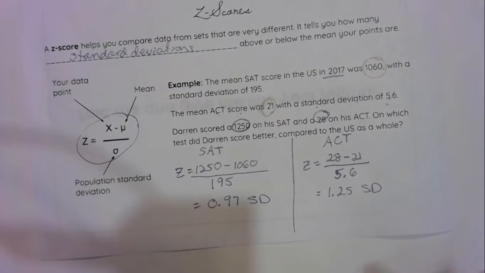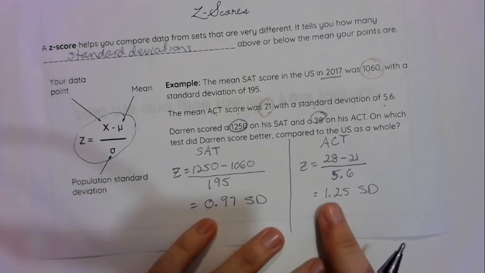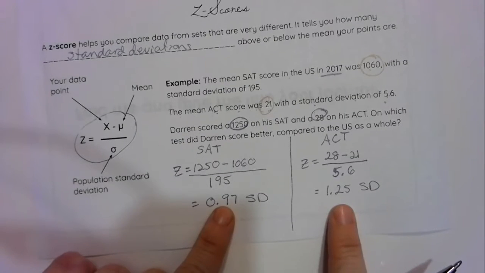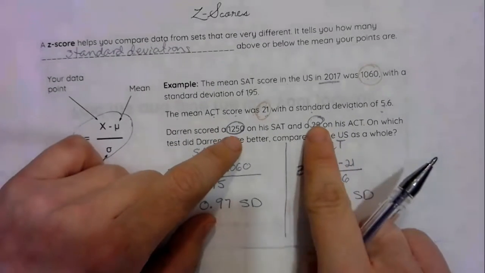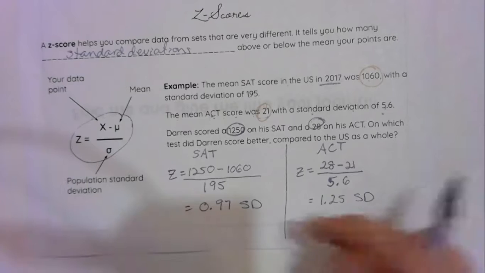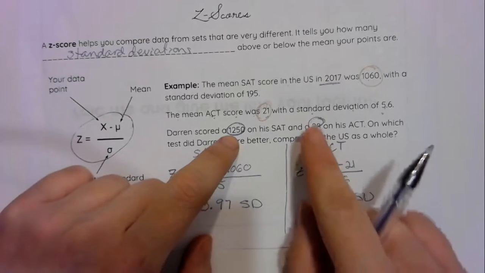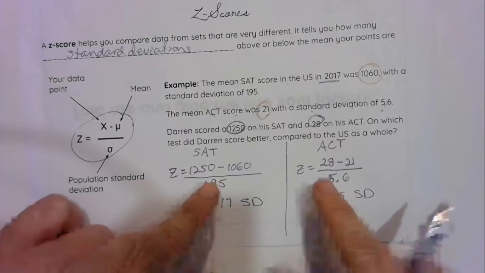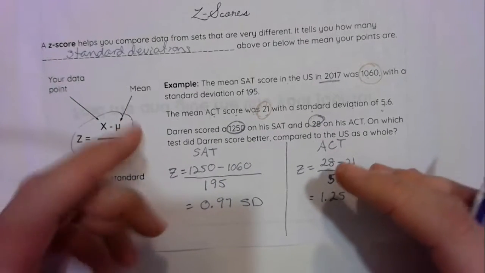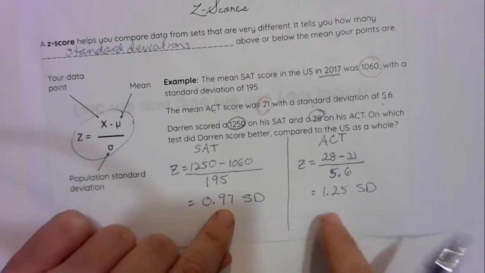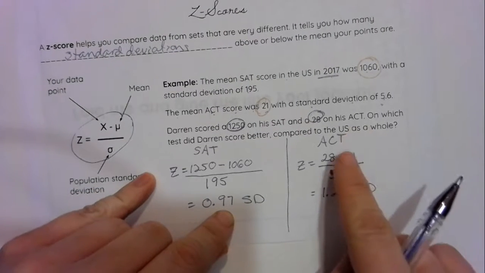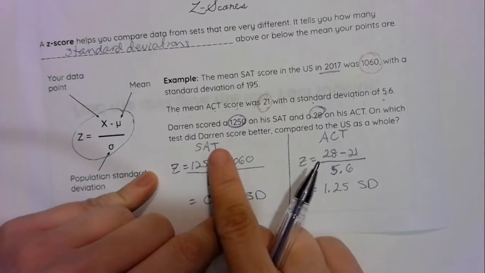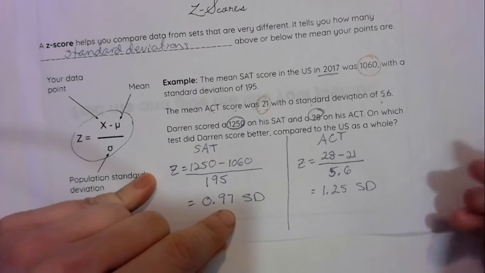So for his ACT, Darren was 1.25 standard deviations above the mean. Now check that out. We couldn't compare these scores directly because they're on completely different scales. The SAT is out of a bigger number than the ACT, so this number is always going to look bigger. But once we make the scales the same with the z-score, we can see that Darren's ACT score is actually better than his SAT score compared to the whole US.